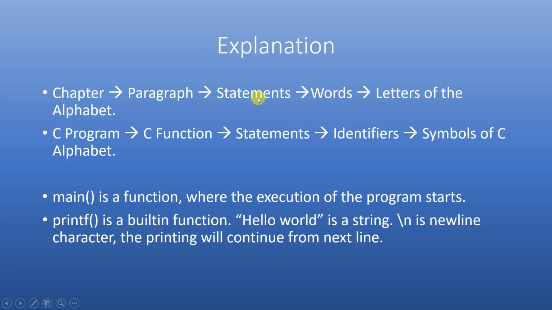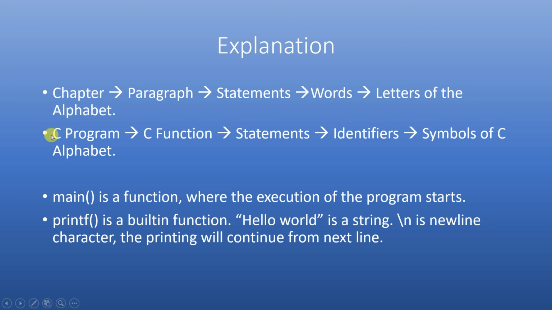This is an explanation of our previous program, the first program. You take any textbook or an English novel. It comprises various chapters. Each chapter will have many paragraphs. Paragraph will have statements. Statements will have words, and words will have letters from the English alphabet, 26 letters.